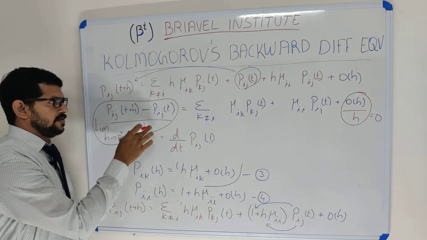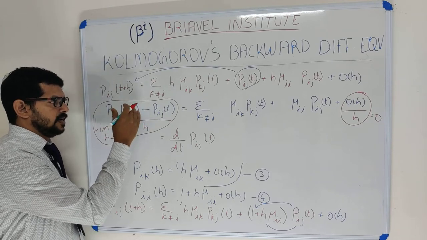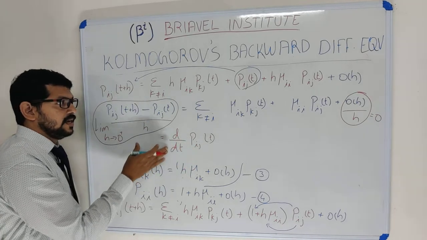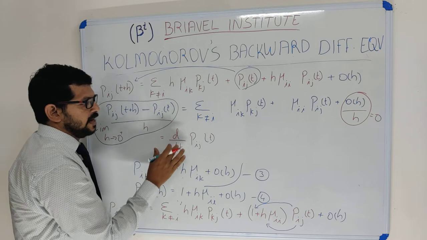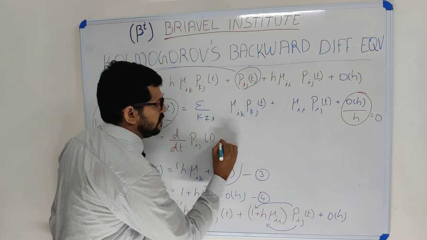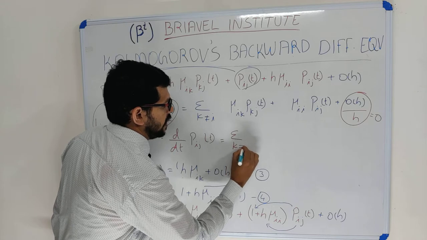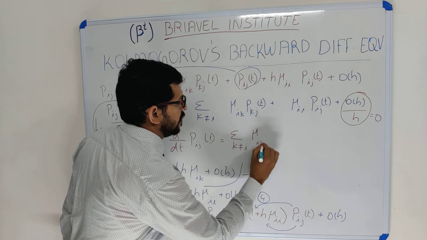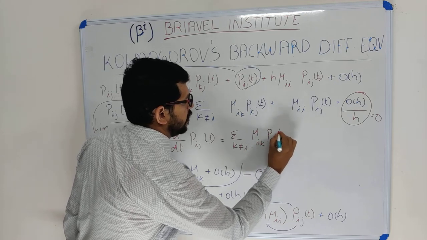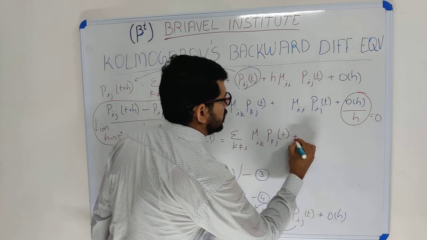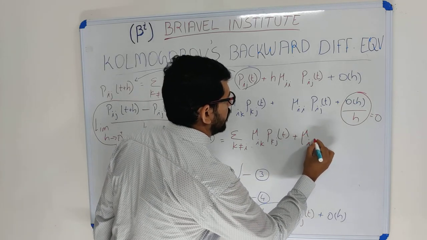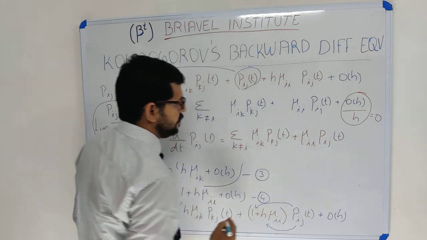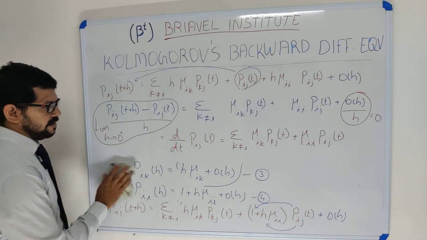d by dt of P of ij t. After derivation we get a first order differential equation, and we convert it to d by dt of P of ij t. We already learned this in differential calculus. So d by dt of P of ij t is equal to sigma k not equal to i, mu of ik P of kj t plus mu of ii P of ij t. This is our backward differential equation.